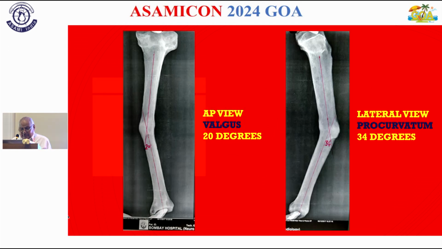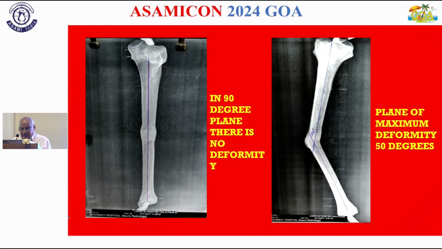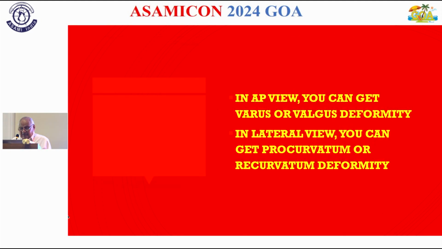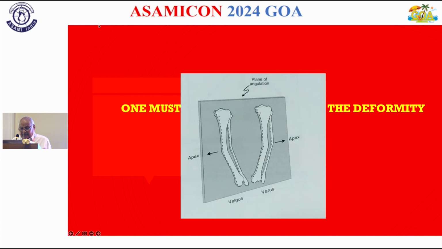So in AP view you will see a 20 degree angle, and in lateral view you see a 34 degree angle. In the plane 90 degrees to it there is no deformity at all, and in the plane of maximum deformity it is 50 degrees. In AP view you can get varus or valgus deformity. In lateral view you can get procurvatum or recurvatum deformity. So one must know what the deformity is.